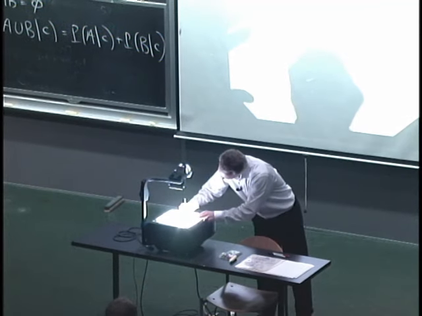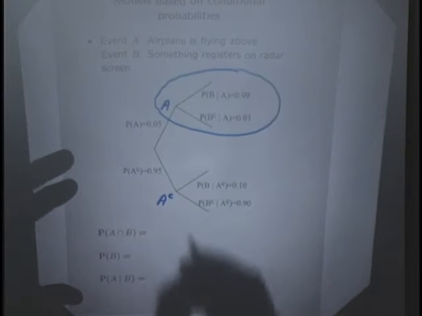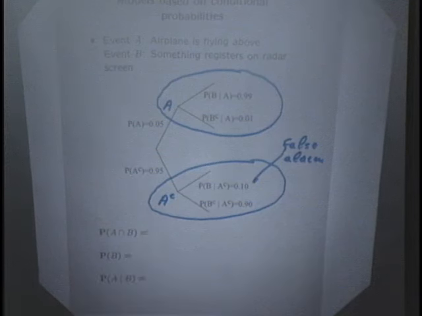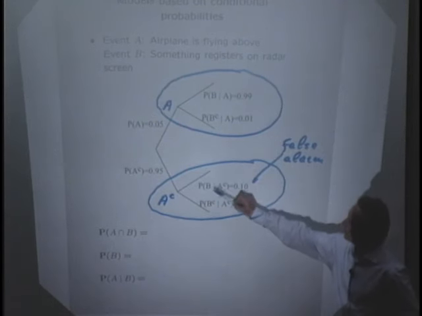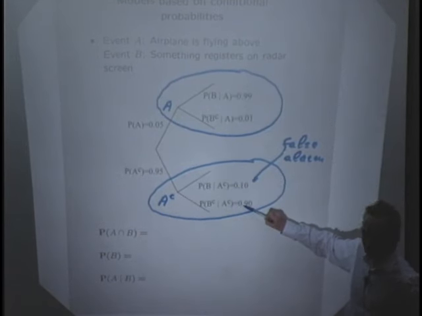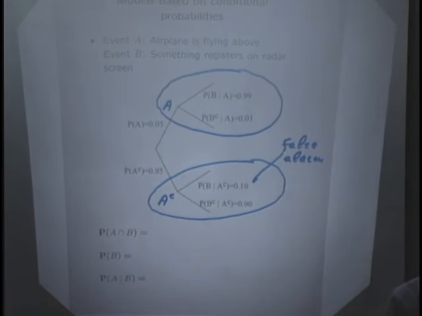Similarly, there's the other possibility. Maybe a plane is not up there, and the manufacturer specs tell you something about false alarms. A false alarm is the situation where the plane is not there, but for some reason, your radar picked up some noise or whatever and shows a blip on the screen. And suppose that this happens with probability 10%, whereas with probability 9%, your radar gives the correct answer.